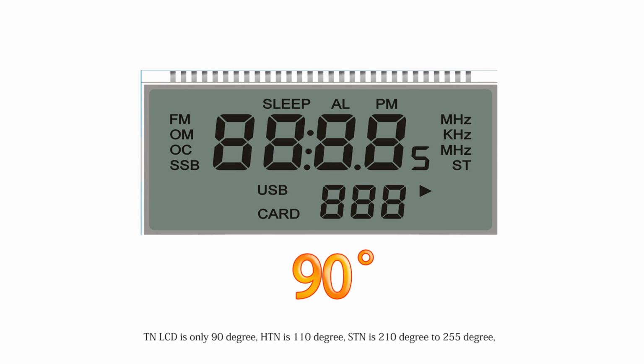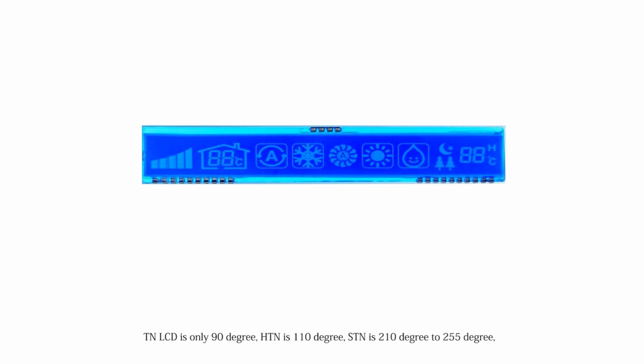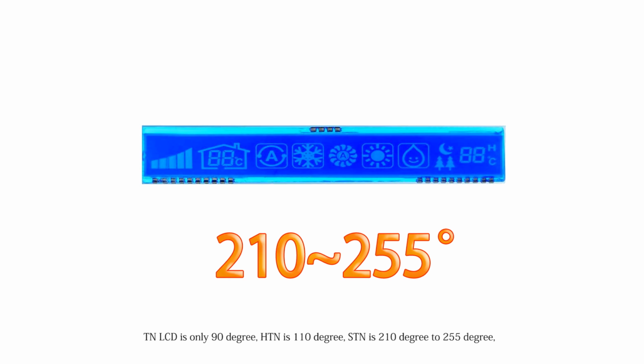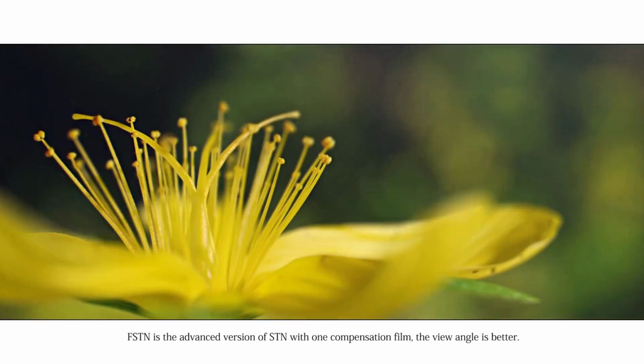TN LCD is only 90 degree. HTN is 110 degree. STN is 210 degree to 255 degree. FSTN is the advanced version of STN with 1 compensation film. The view angle is better.